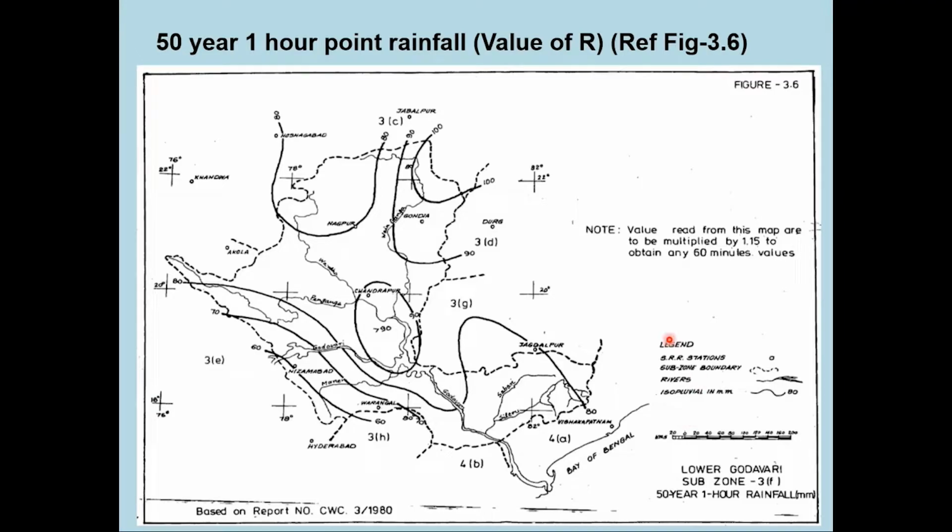Next, this is another map, but here it gives 50 year 1 hour point rainfall. So we have seen two charts where 24-hour rainfalls have been given, and this is a chart where only 1 hour rainfall is given. Similarly, the values given here are not for 1 hour rainfall. A value has been given which has to be multiplied by 1.15 to arrive at the value of 1 hour rainfall.